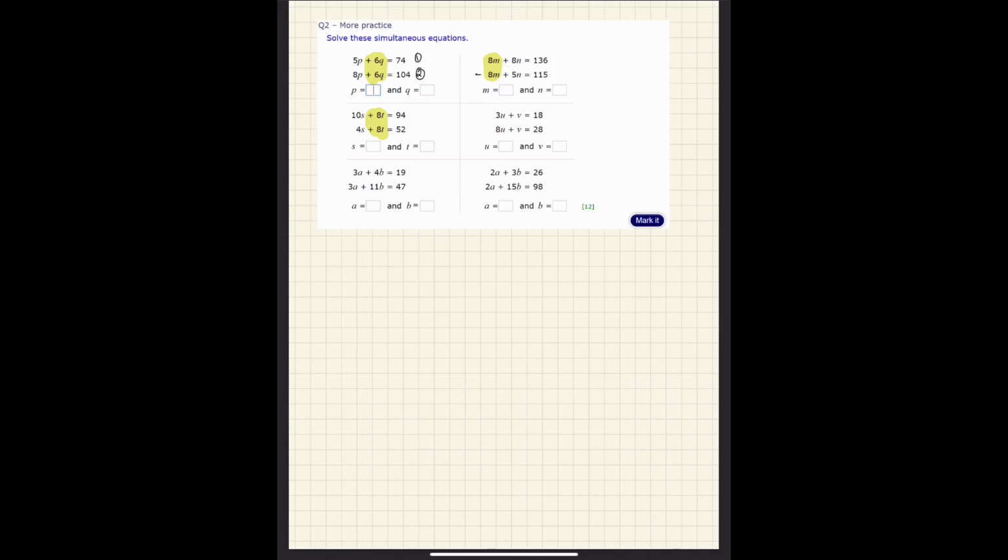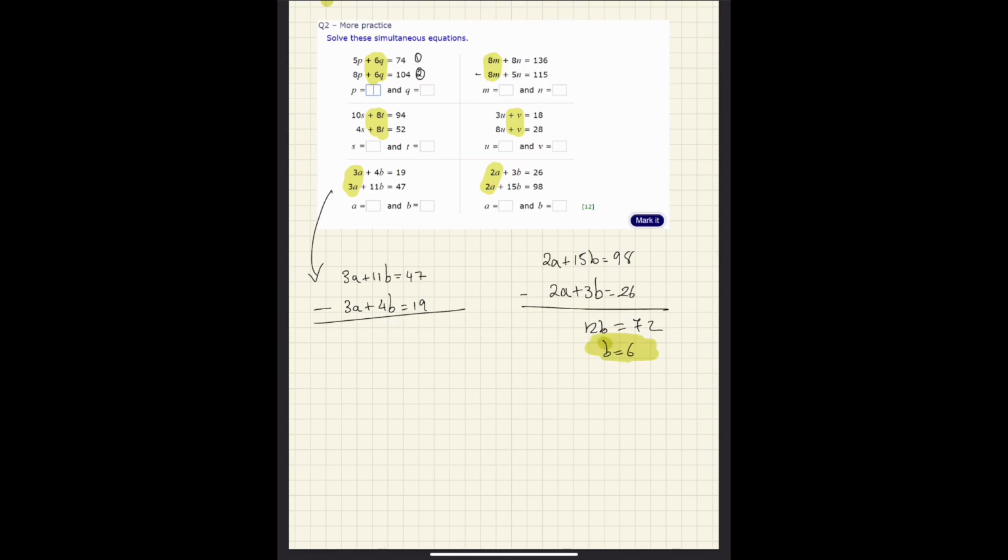Same again here, take away. Same again, so I take away. Same again, but as I said, write this on top of the other so you don't have any negative numbers, and take them away. And same again here, I've got the same sign and the same amount of numbers. So 2a plus 15b equals 98, and 2a plus 3b equals 26. The first step, take them away. You're left with 12b equals 72, so b equals 6. And then don't forget to also substitute that in order to work out what a would be equal to.